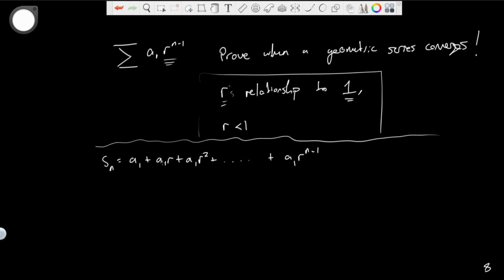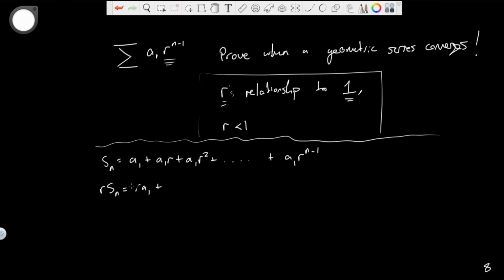We have the first term, second term, third term, and the nth term has a power of n minus 1. All right, here's where the cleverness comes in. I'm going to take this number and multiply both sides of this equation by r. I'm going to get r times the nth term in the sequence of partial sums. And then a1 is going to now have an r.